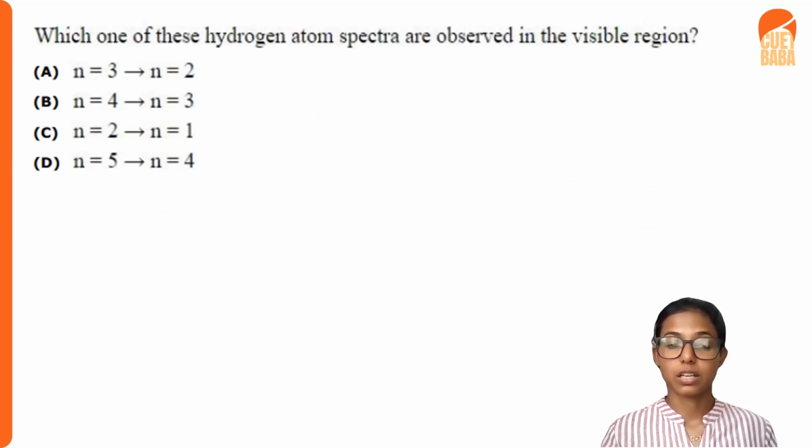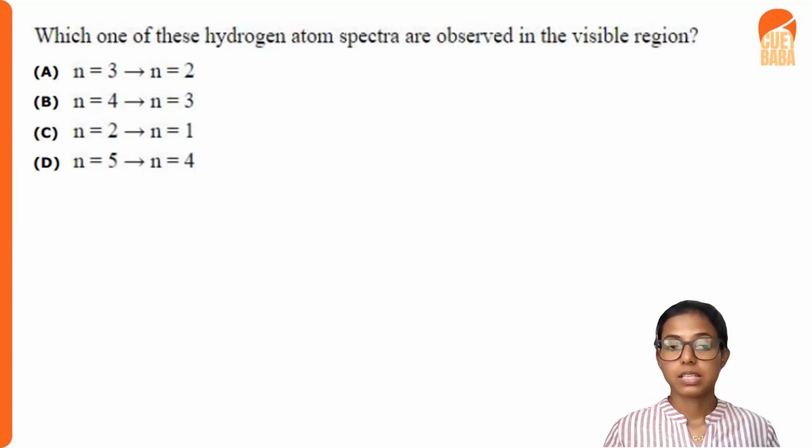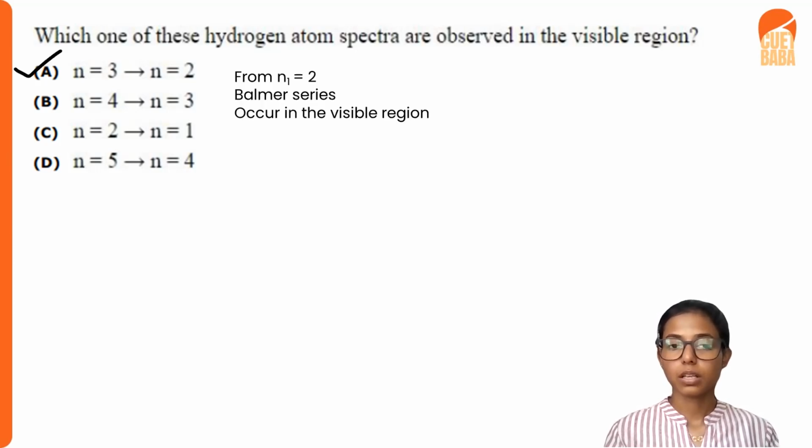The options given here are option A, n equal to 3 to n equal to 2; B, n equal to 4 to n equal to 3; C, n equal to 2 to n equal to 1; and D, n equal to 5 to n equal to 4. We want to say which will be observed in the visible region. So, when n1 is equal to 2, that is, any transition where n1 is the orbit to which the transition is happening, when n1 equal to 2, it will be in the visible region.